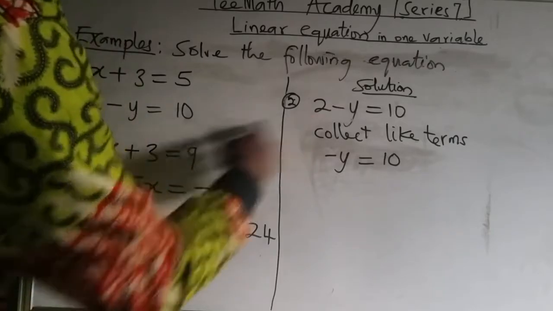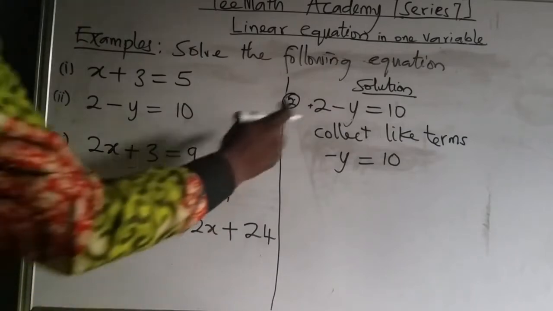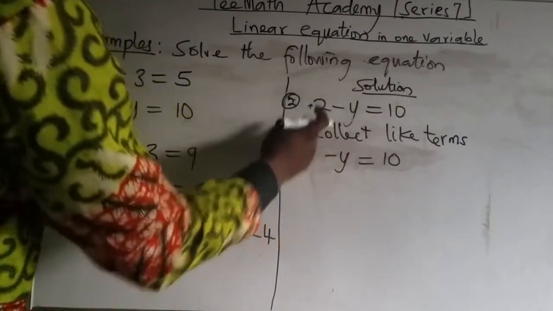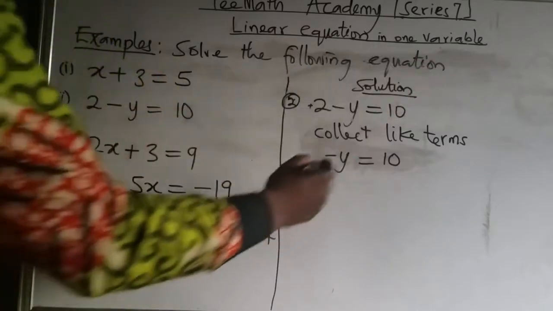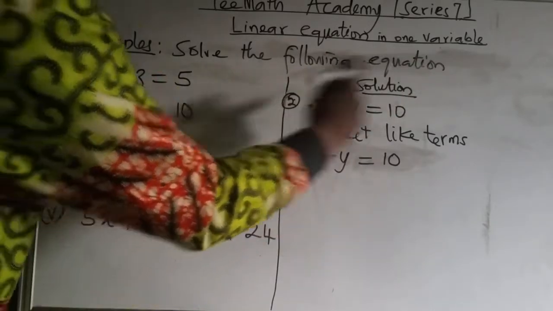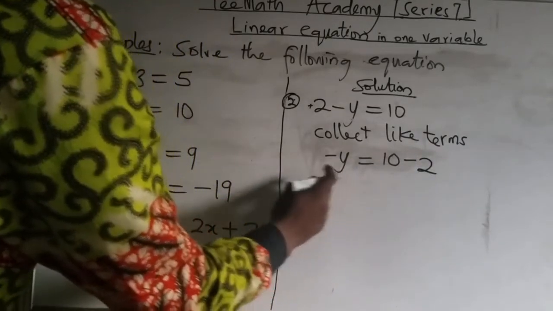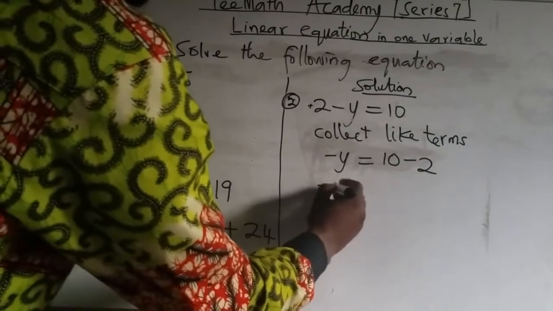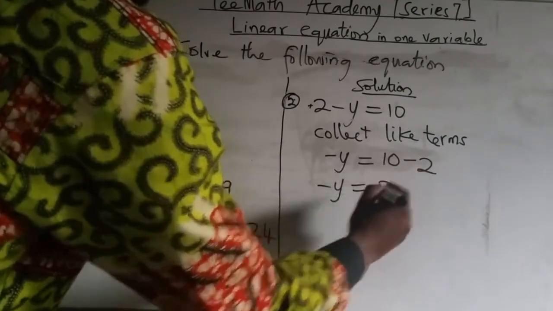Now, what sign is 2 here? It is plus. The plus is invisible. It's here. Okay, so why is this plus moving? Because it must go there. So the sign must change to negative. So this plus 2 here will now change to minus 2. So here I have, don't throw this minus away, please. Write it together. So minus y is equals to 10 minus 2. That is 8.